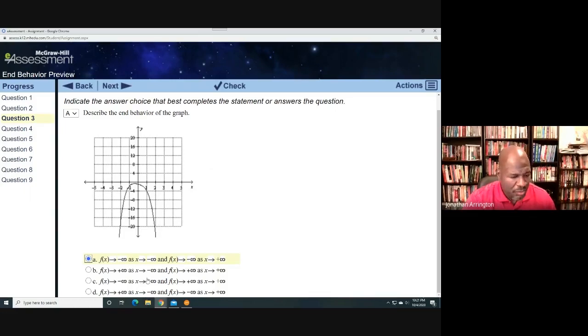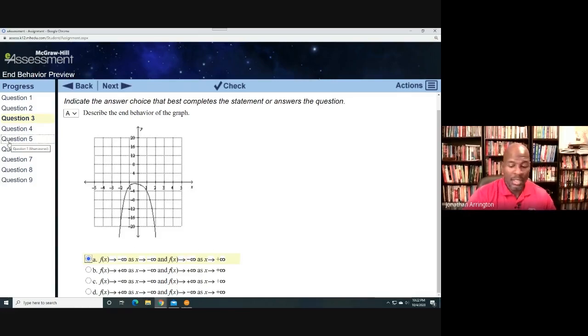Sometimes people get a little confused on the answer choices. Look, every answer choice is going to have x going to negative infinity and x going to positive infinity. Every answer choice you see, all these x's are going to negative infinity and all these x's are going to positive infinity. It's the f of x's which are different, because that's what you look at. And for this problem, both f of x should go to negative infinity. That's how we know it's A.